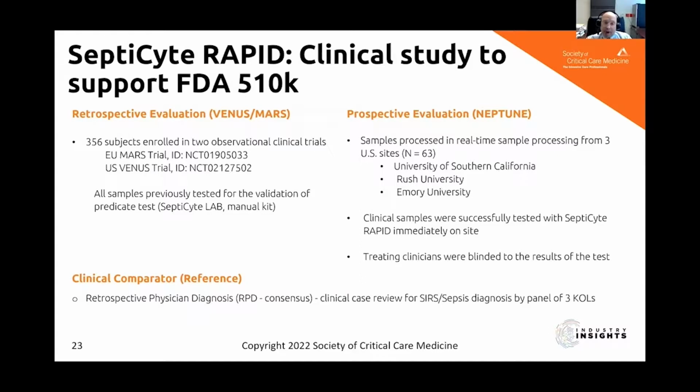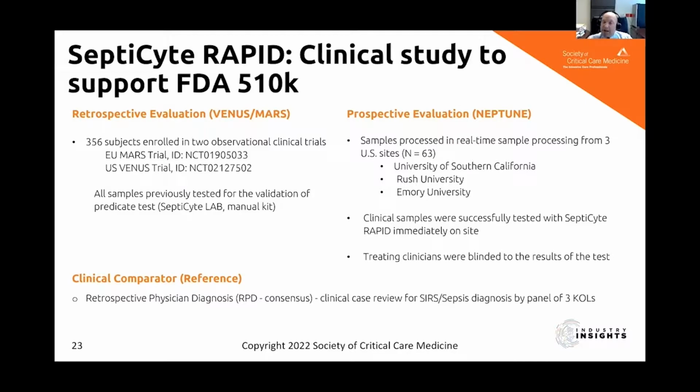How the SeptiCyte Rapid was validated was done in a 2-part fashion. One is retrospective evaluation of the prior Venus-Mars database, which incorporated 356 subjects that were enrolled in these 2 observational clinical trials. Using those previously banked samples, we were able to then reanalyze and use the retrospective physician diagnosis consensus comparator to see how well that correlated.